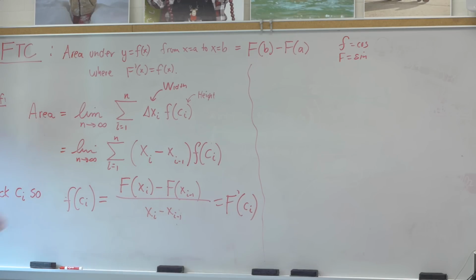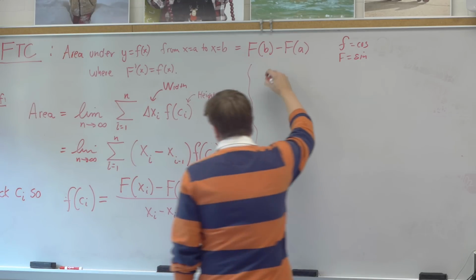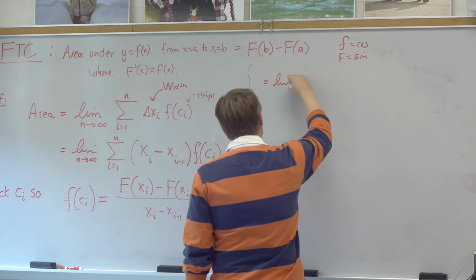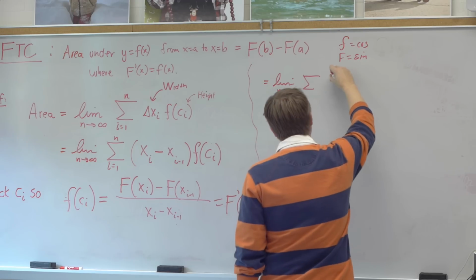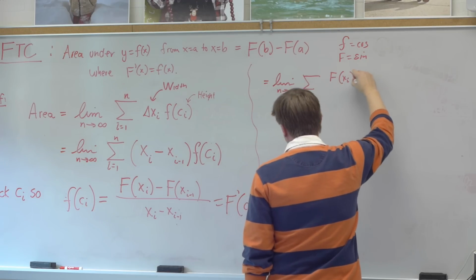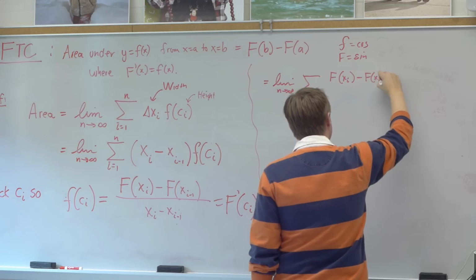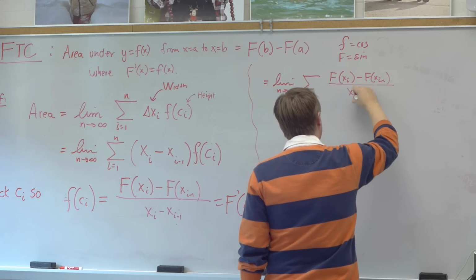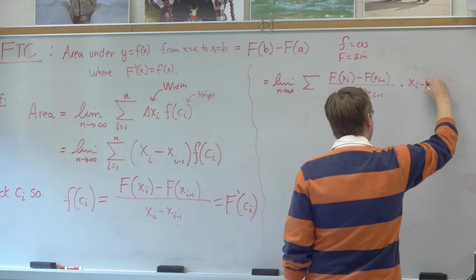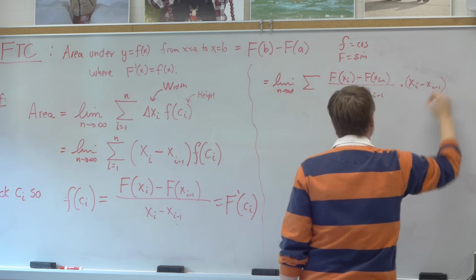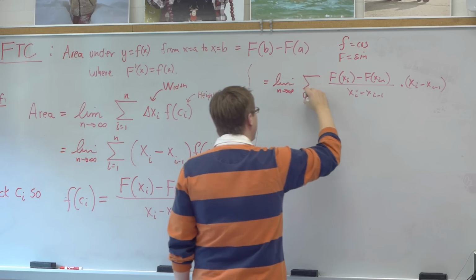Top to bottom. So the area still is the limit, as n goes to infinity, of the sum of capital F of xi minus capital F of xi minus 1 over xi minus xi minus 1, times xi minus xi minus 1, i equals 1 to n.